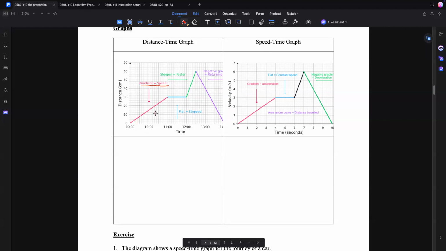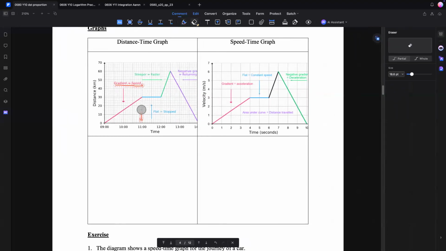Any idea? The speed goes up faster. Because to calculate your gradient, you will need both your distance and your time. Okay, you need to calculate the area. So how do you calculate the area? You find a triangle. Find the area of the triangle. Yes, right.